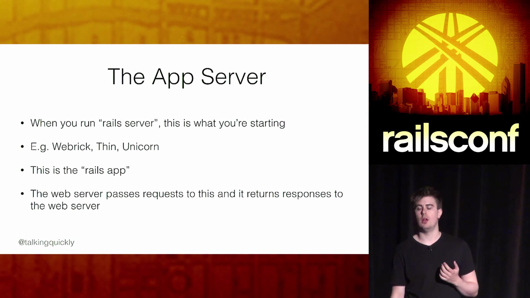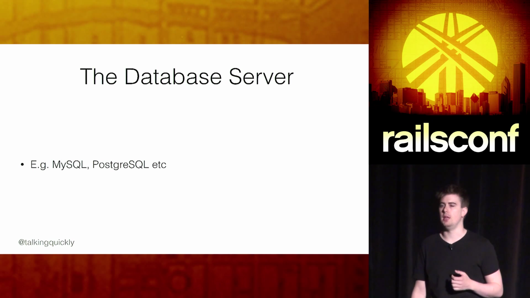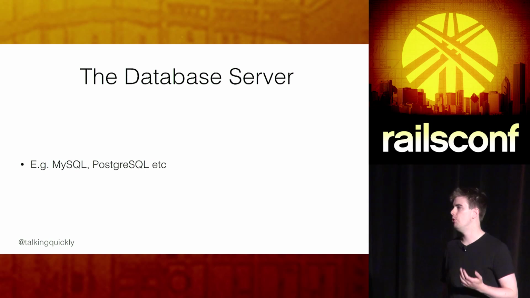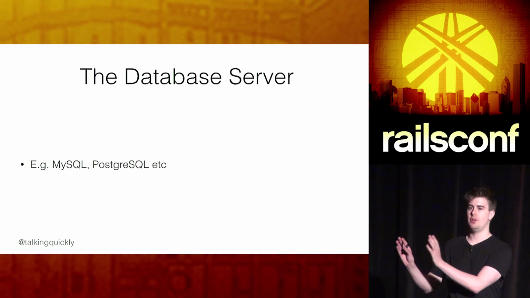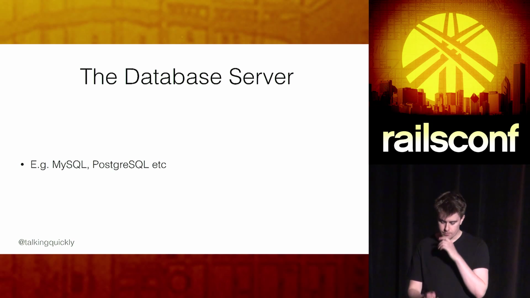Finally, for pretty much all Rails applications, we're going to want some sort of database server. That's probably going to be Postgres or MySQL or Mongo. And again, we don't need a separate database server. This all runs on our single VPS.